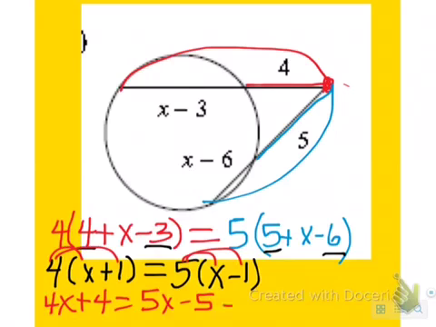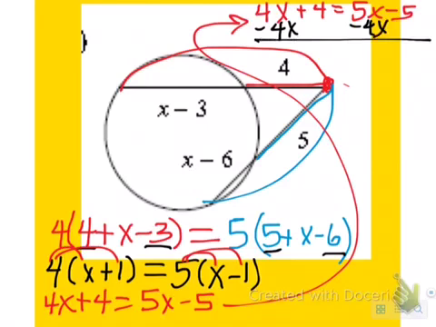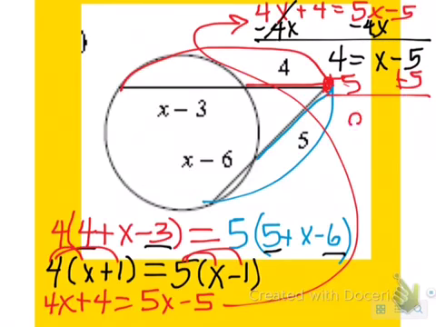So what I have left to do is subtract 4x from both sides. I'm just going to copy that right here. 4x plus 4 equals 5x minus 5. If I subtract 4x from both sides, those cancel. So 4 equals x minus 5. And then to solve, I need to add 5 to both sides. So 9 equals x. So I've solved for x on that one. And that's the end of it.